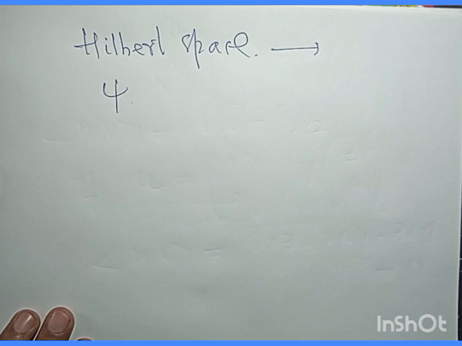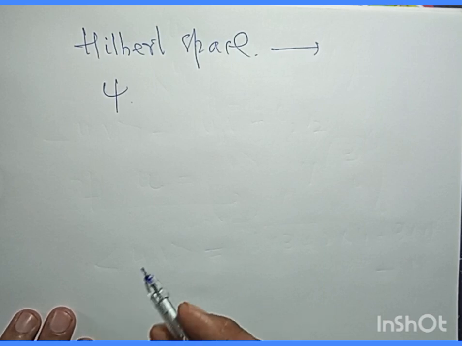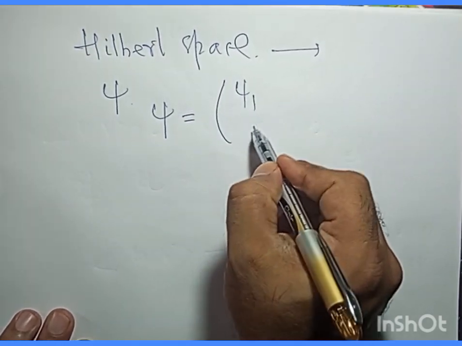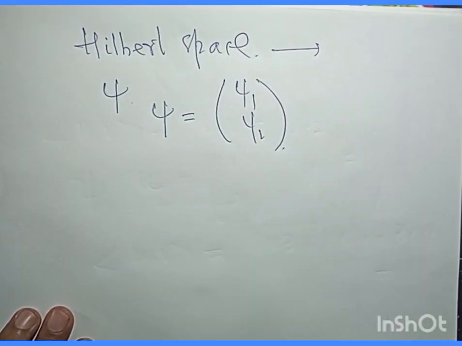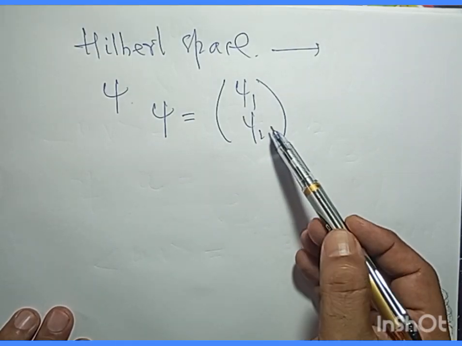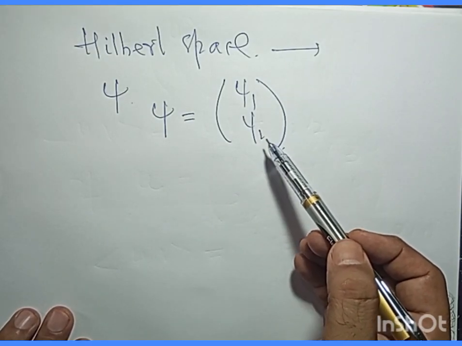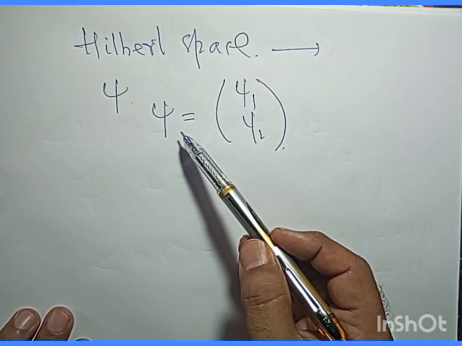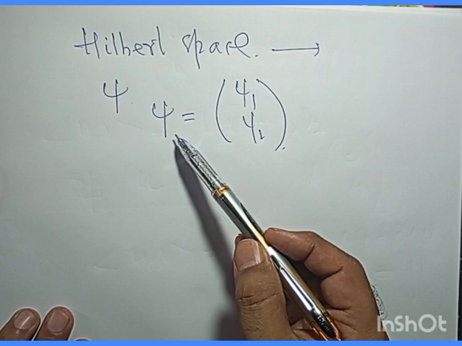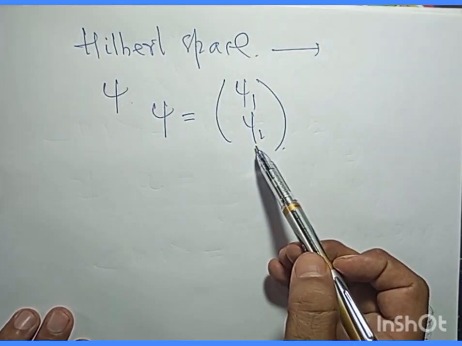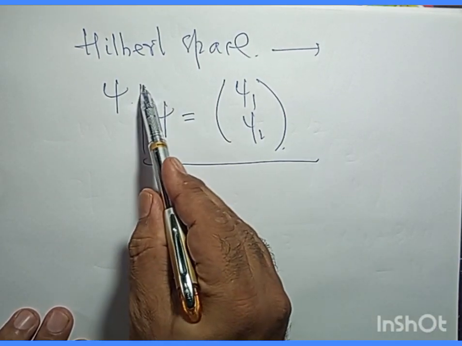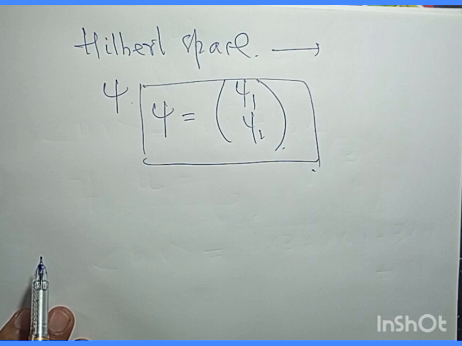Now, taking a simplistic example, if I assume that I have a two-dimensional Hilbert space, then psi is psi1 and psi2, where psi1 and psi2 are complex numbers. And the physical meaning of psi is that it contains all the information about the quantum state of this system.